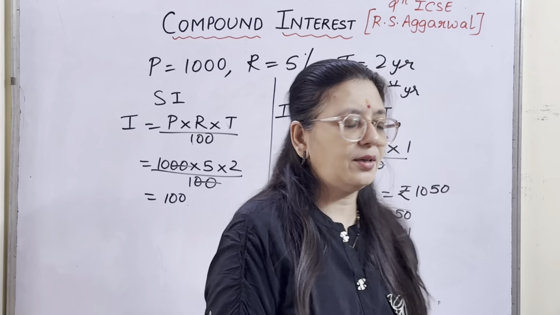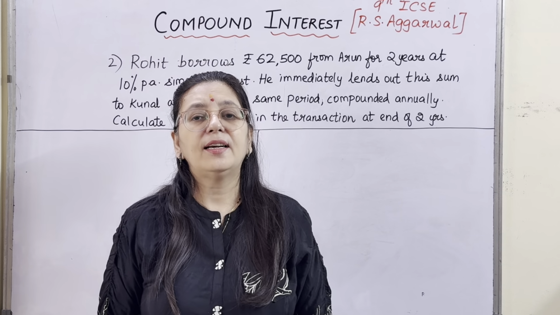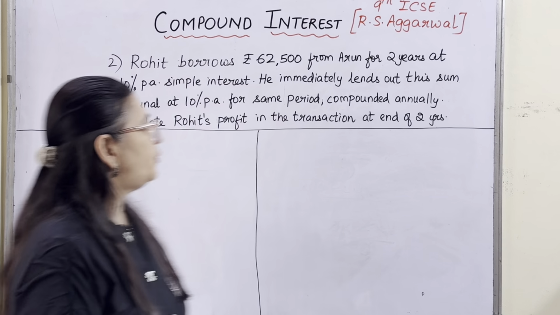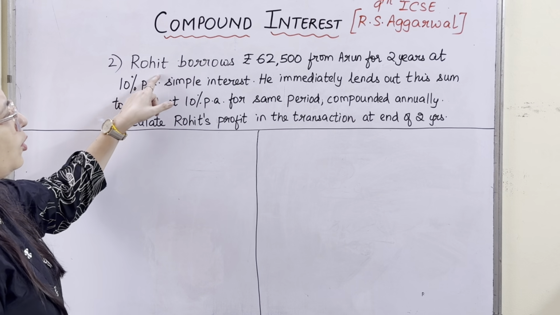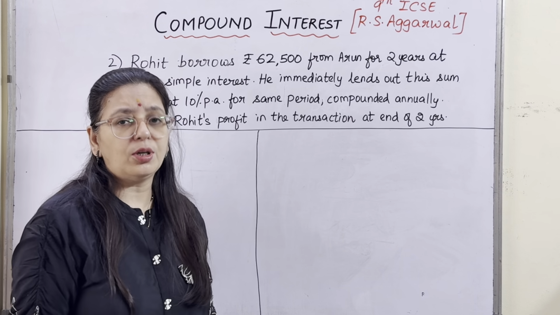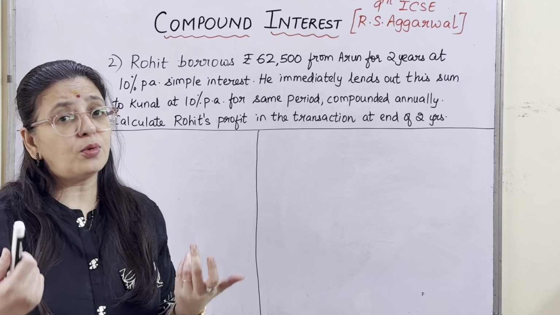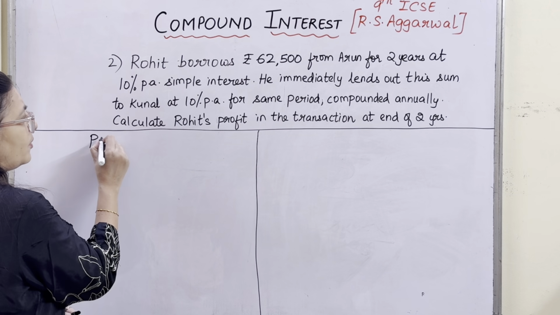Okay, come on, let's do it. Yes kids, let's do question number 2, the first sum from this exercise. Rohit borrows rupees 62,500. Borrows, so what does that mean? It means it is the principal.